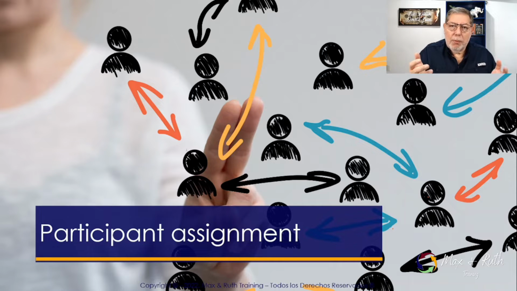The third way is to allow the application to randomly and automatically assign the participants to a group depending on the number of groups that you define. And that's the easiest and the fastest way to do it.